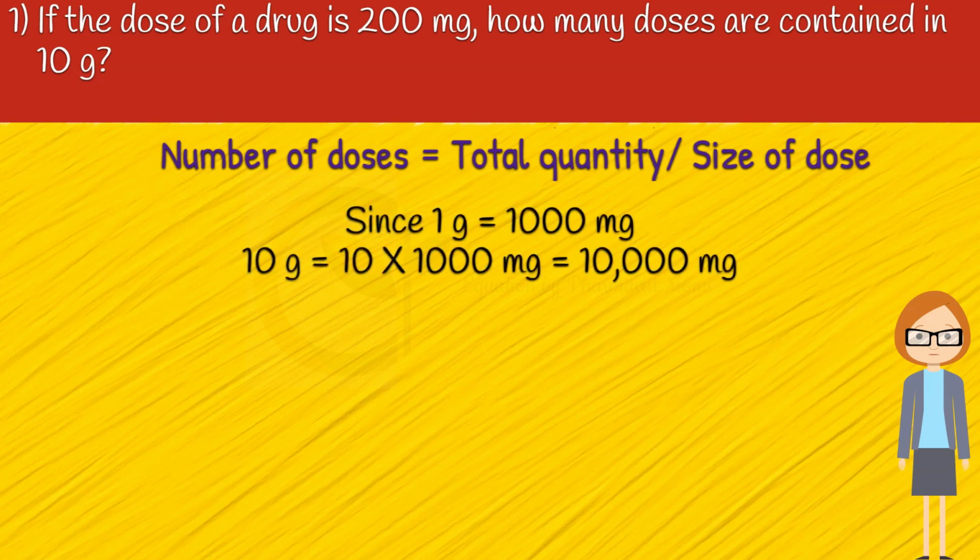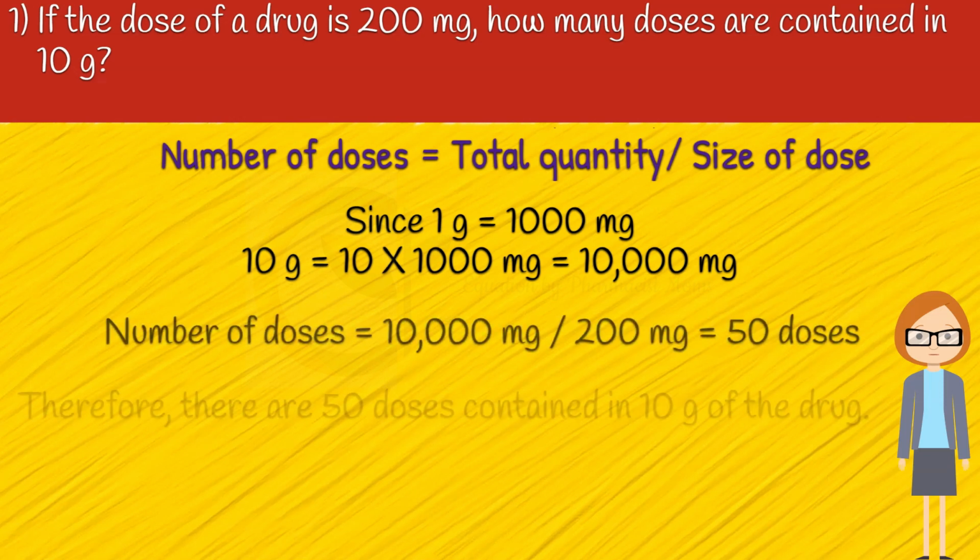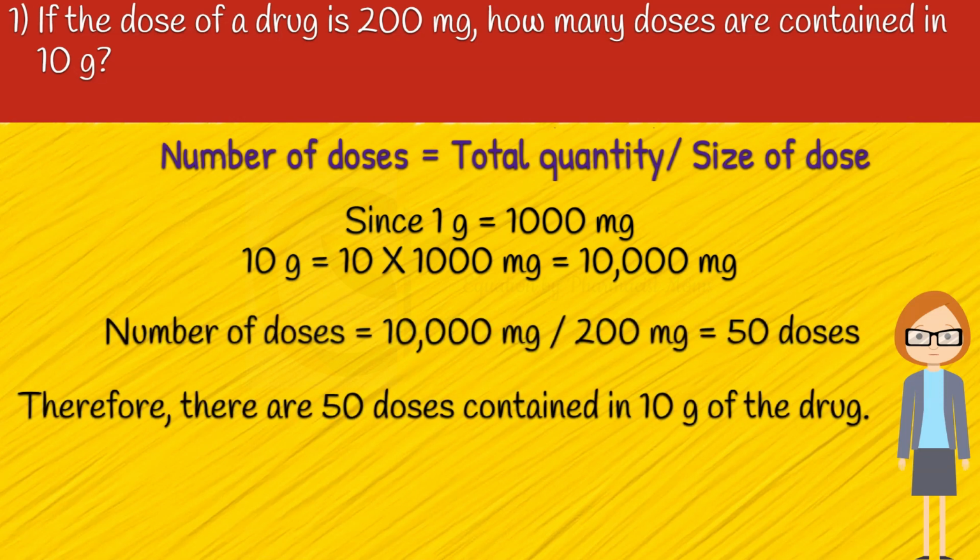First, you may need to convert the units to be the same. Since 1 gram is equal to 1000 milligrams, 10 grams will be equal to 10,000 milligrams. Now, divide the total amount, 10,000 milligrams, by the dose per unit, that is 200 milligrams. Therefore, there are 50 doses contained in 10 grams of the drug.